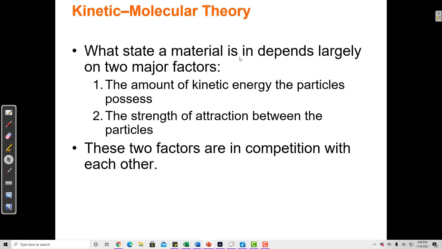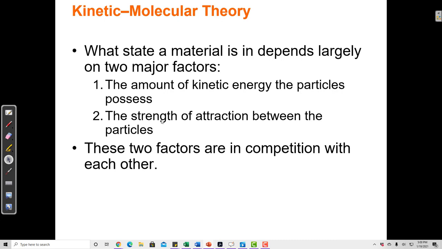what state a material is in, whether it's a solid, liquid, or gas, depends on two major factors. The amount of kinetic energy the particles possess, and that's what we focused on so far. Things that are cold are generally solids, and when we warm those things up, they turn into liquids, and when we warm them up even more, they turn into gases. So when we add heat to a sample, we're increasing the kinetic energy of the particles. Heat makes them go faster, and when they go faster, they go from solid to liquid to gas.